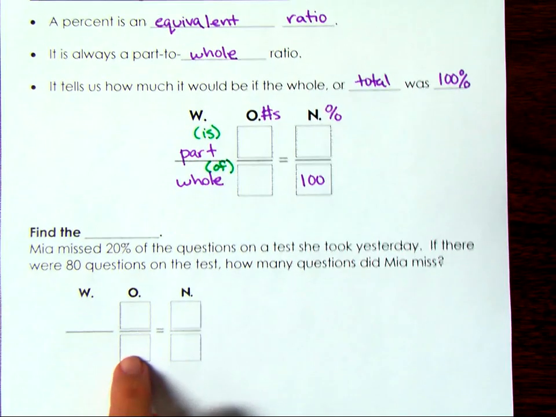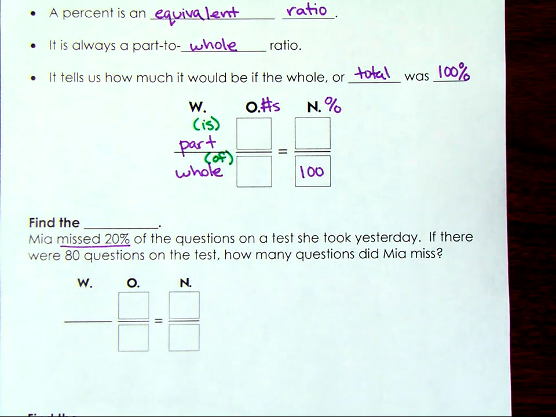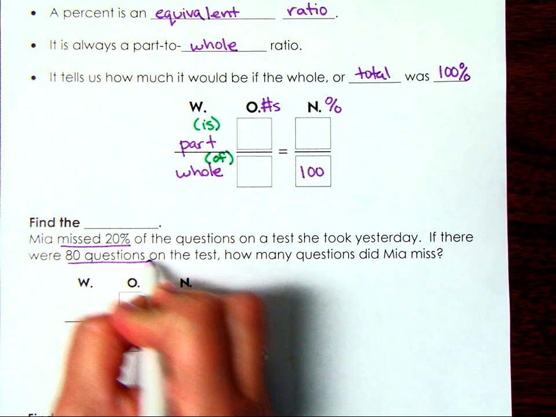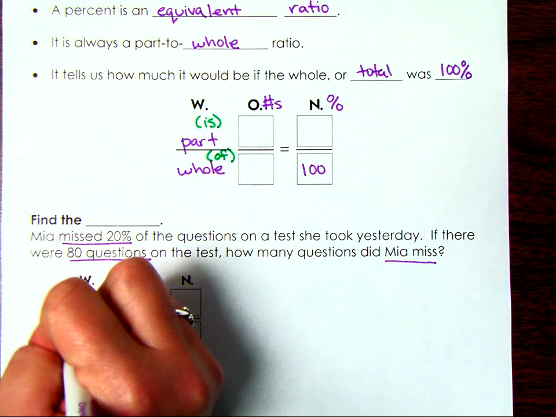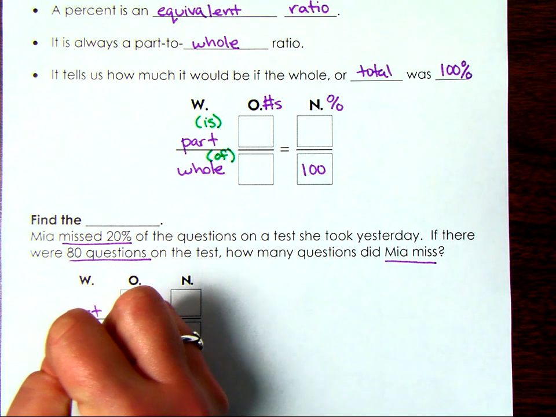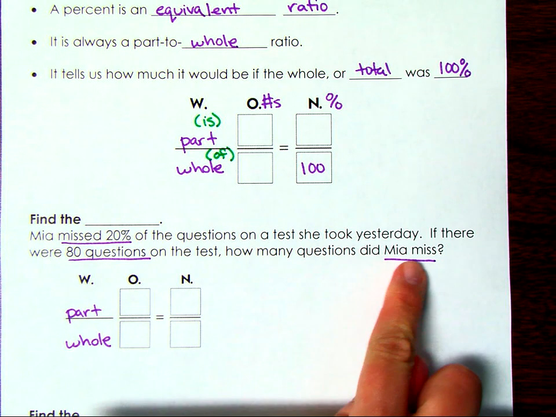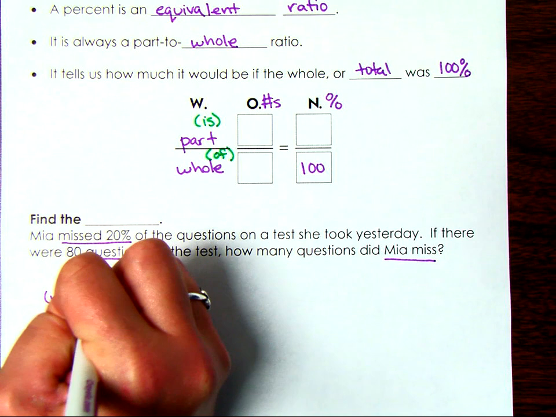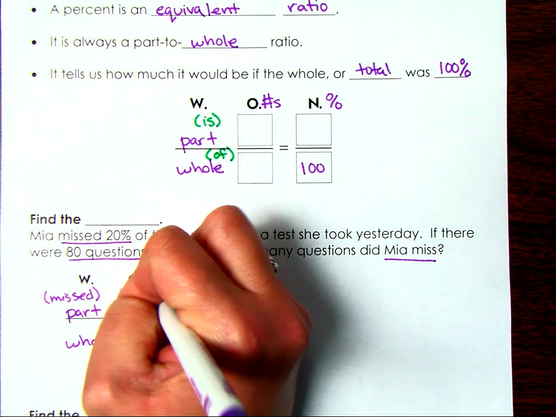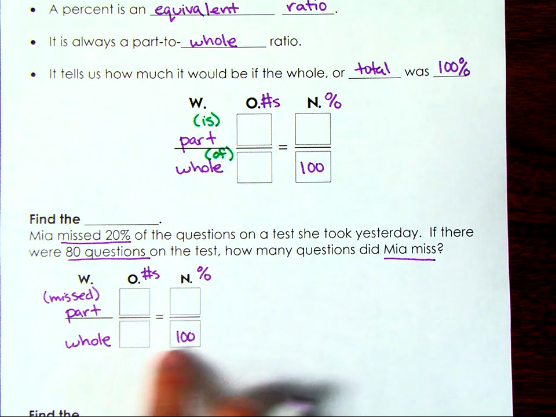So on this first one, it says Mia missed 20% of the questions on a test she took yesterday. So she missed 20%. If there were 80 questions on the test, how many did she miss? Well, let's talk about this. Part to whole. But specifically, the part that they want to know is how many she missed. So if you label that, that's going to help you out. So part, whole, numbers, percent. And the 100 is always going to be your total.